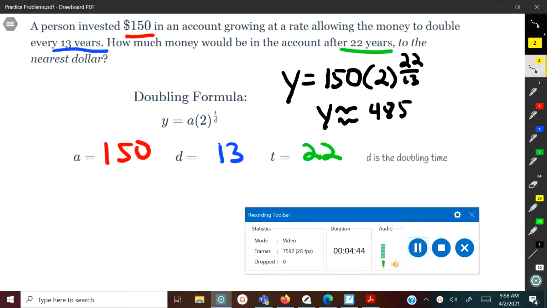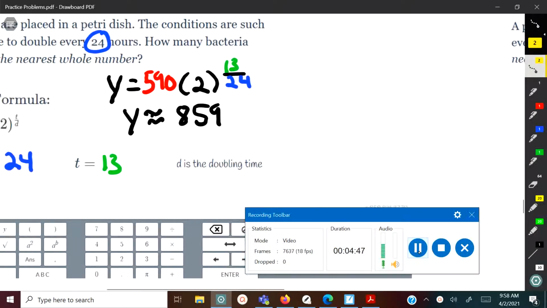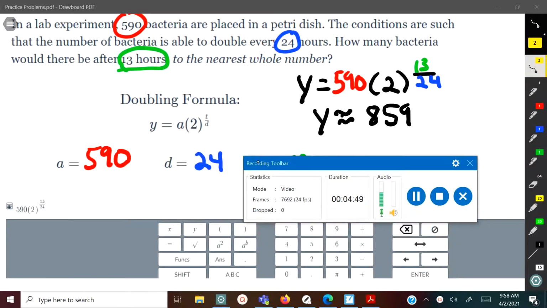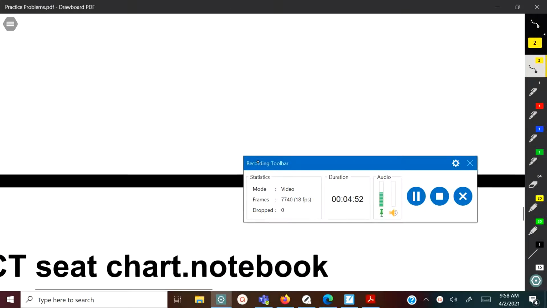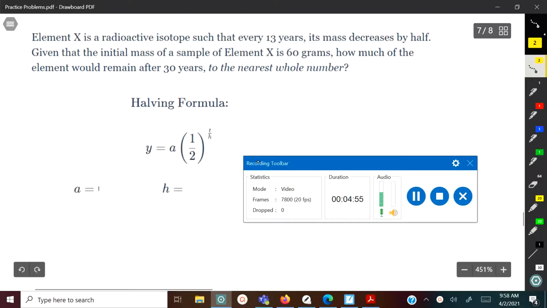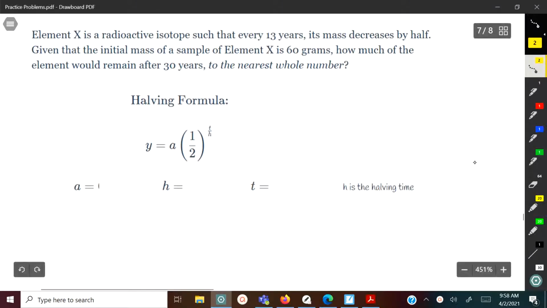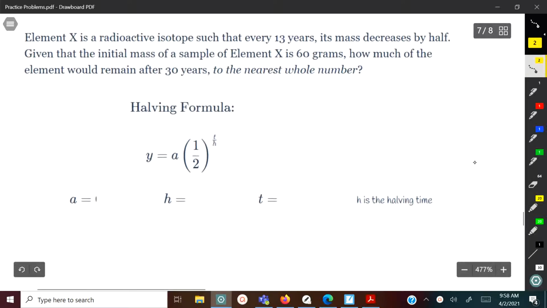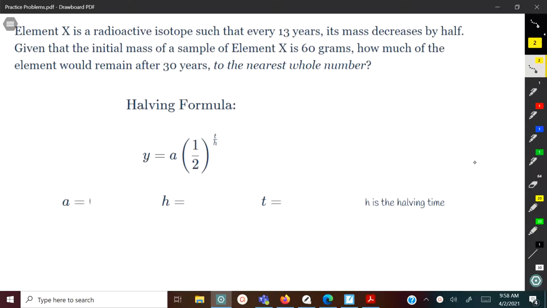Now let's take a look at halving life. Alright, so in this one it says element X is a radioactive isotope such that every 13 years its mass decreases by half. Given that the initial mass of a sample of element X is 60 grams, how much of the element will remain after 30 years to the nearest whole number?